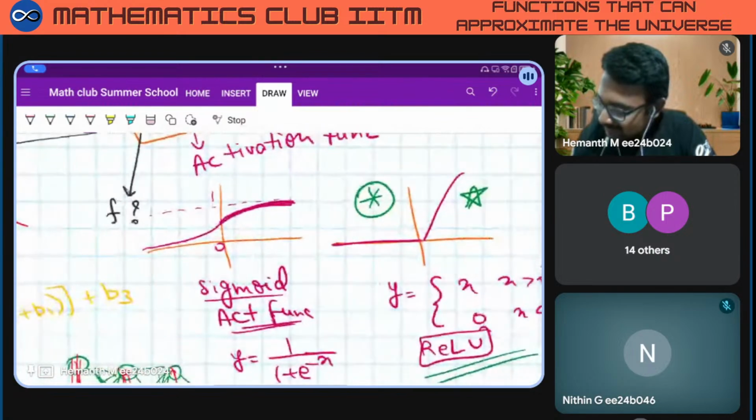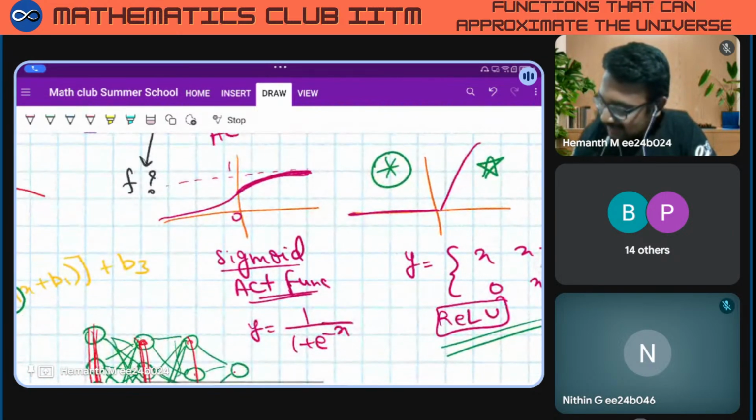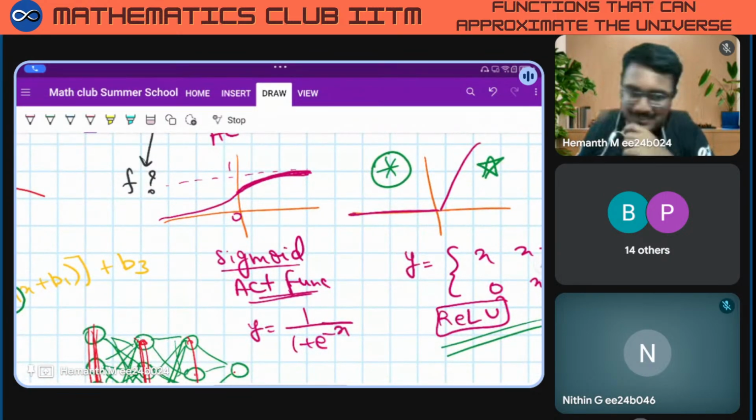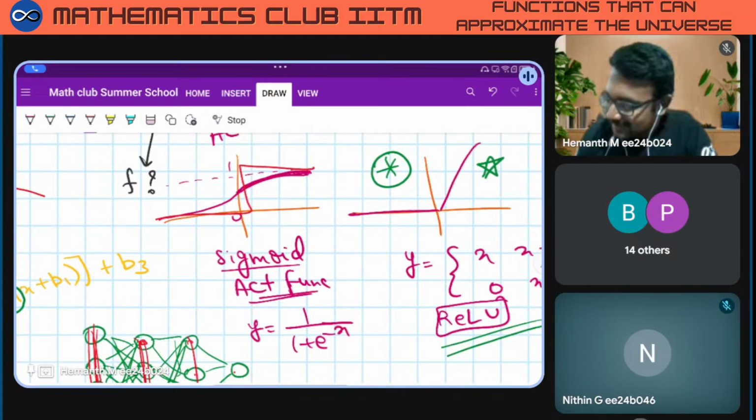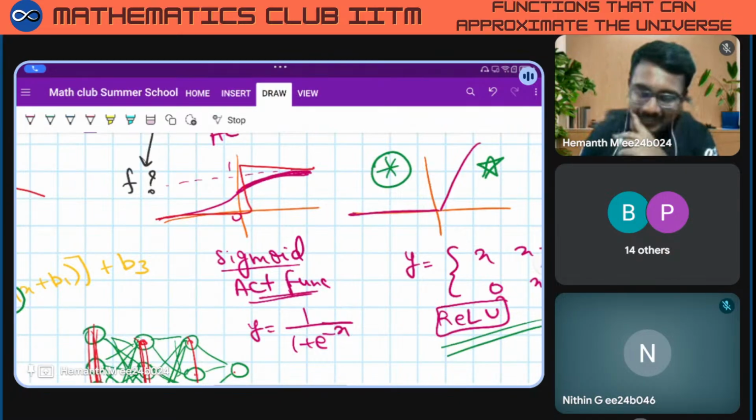Now, what activation functions can we use? Generally we use something like this. This is known as the sigmoid activation function, which is given by y equals 1 divided by 1 plus e to the power minus x. This is like a smoother version of the threshold step function. Our step function was something like this, but now we have a smoother function. This diagram is not so neat, but fine. So the sigmoid activation function is one thing that we can use.